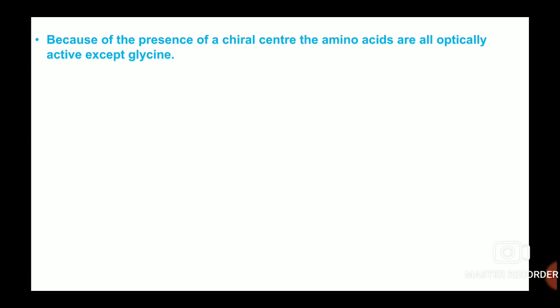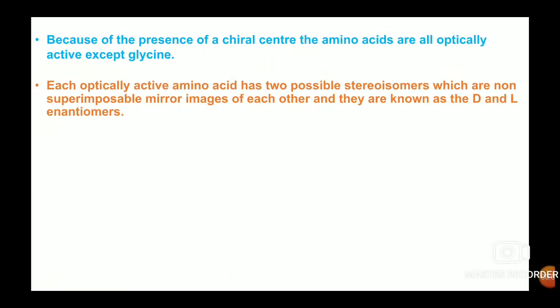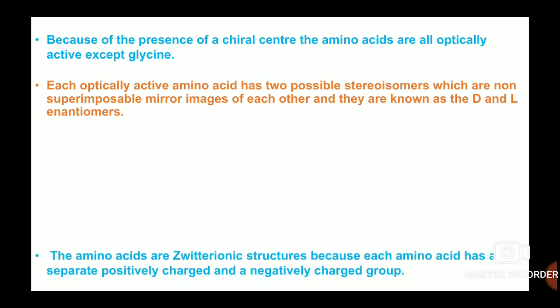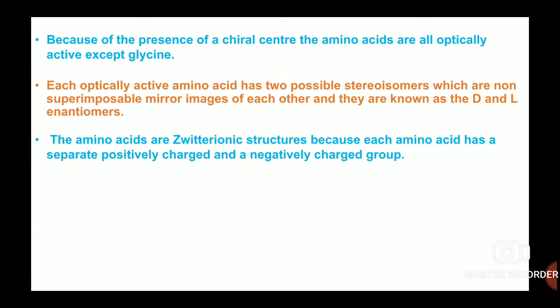Because of the presence of a chiral center, the amino acids are all optically active except glycine. Each of these optically active amino acids has 2 possible stereoisomers, which are non-superimposable mirror images of each other, and therefore they are known as enantiomers, the D and L enantiomers. Also, the amino acids have a zwitterionic structure, which means that each amino acid has a separate positively charged and a separate negatively charged group.